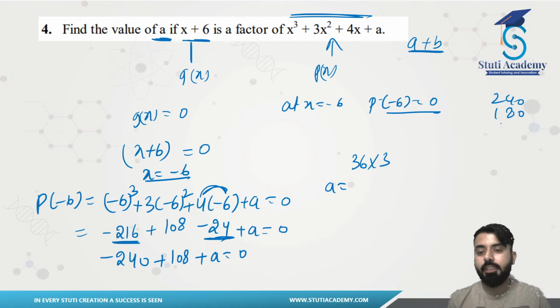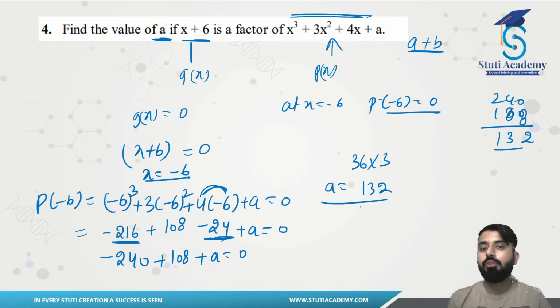If you subtract these, 240 minus 108, that will be 132. The value of a will be 132, because that will be negative here, and on the other side, that will be positive. So that will be the answer. I hope you guys have understood the case and you don't have any doubt in this, right?